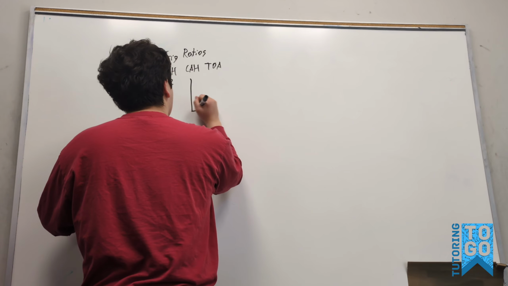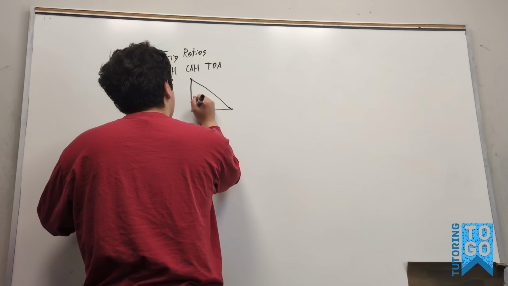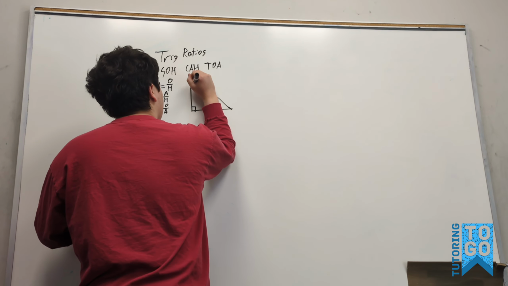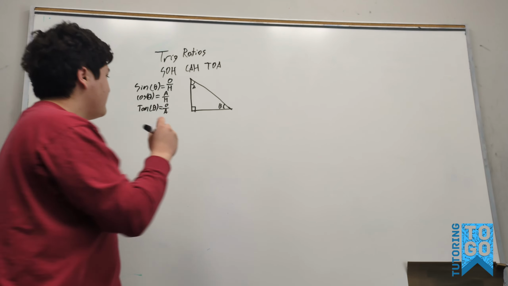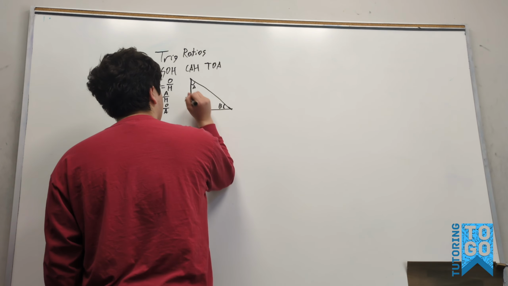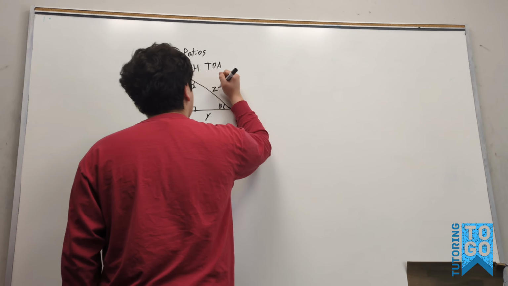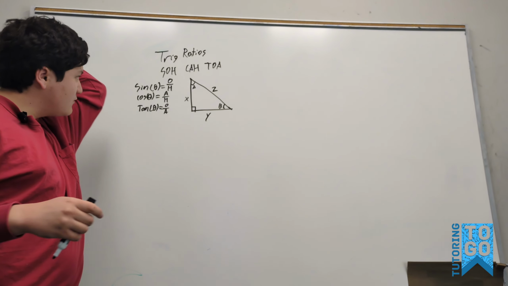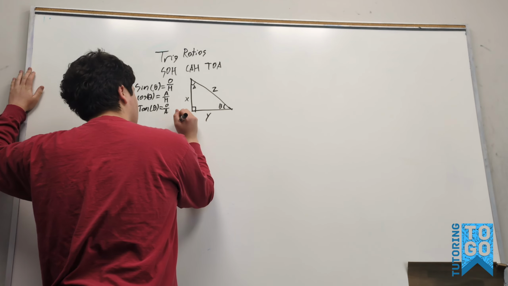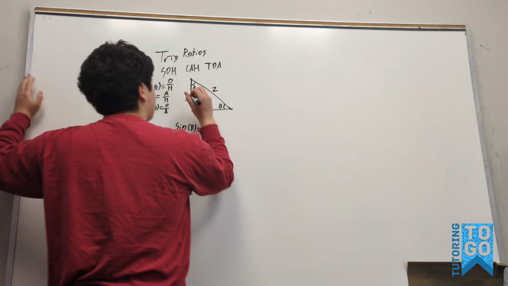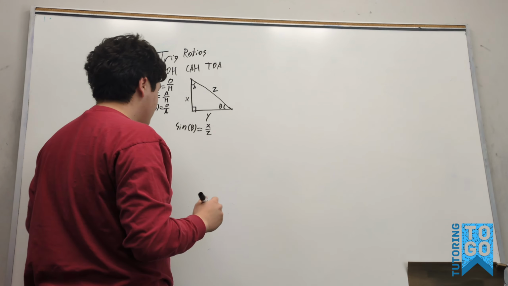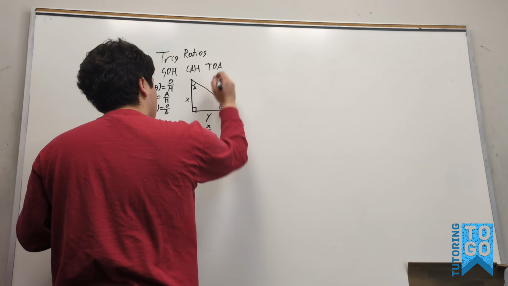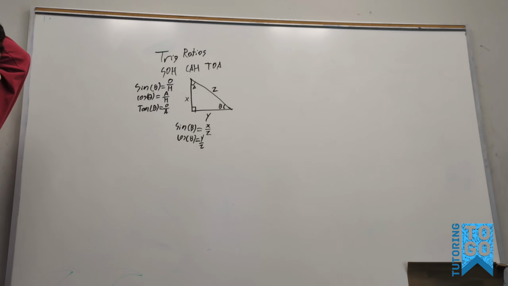So let's say I had a right triangle here, and we have these two angles. We'll say angle A and angle B. And we have the lines length x, length y, and length z. So what we do here is sine of B would equal x over z, because it's the opposite over the hypotenuse. And cosine of B is y over z. So what would tangent of B be equal to?